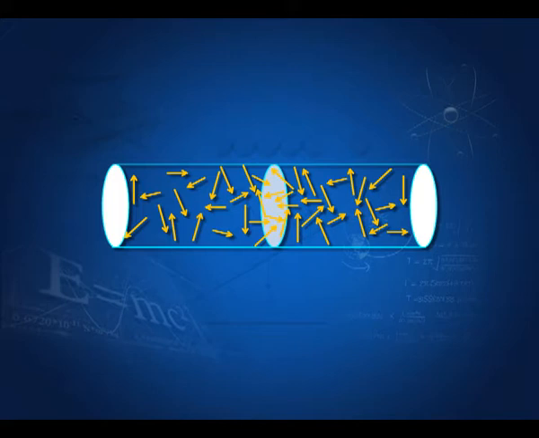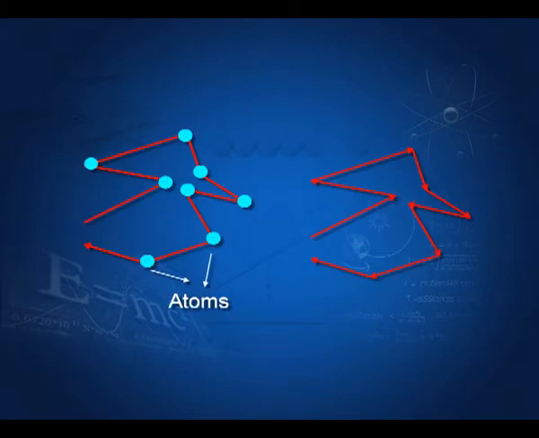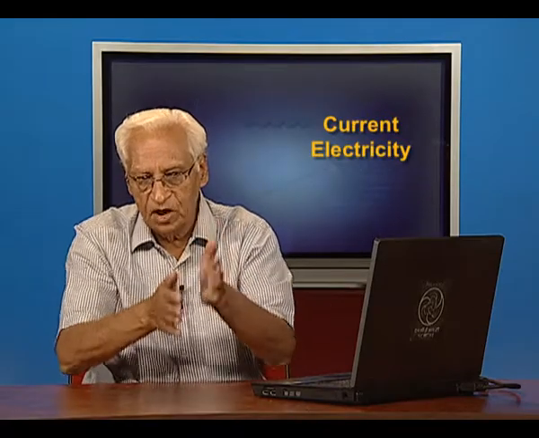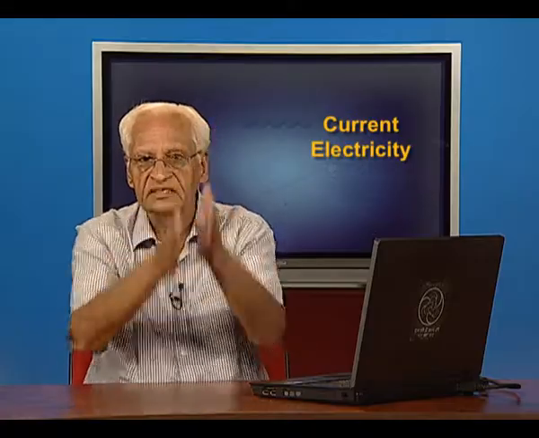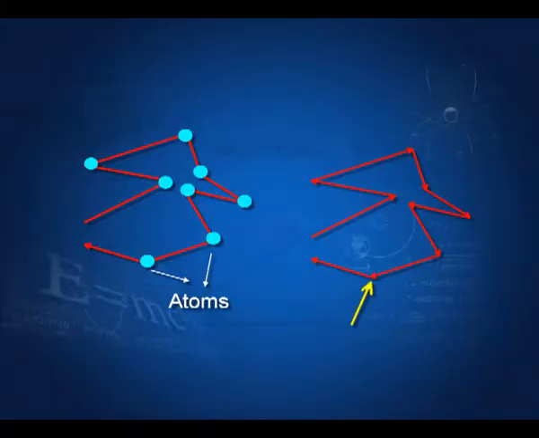Here we have one electron. This electron collides with this atom, changes direction, collides with this atom, changes direction, and so on. Ultimately, it comes here, and there is no net displacement of electrons. The electron keeps colliding, and on an average, it remains at the same place. Here, I have removed the atoms, and I have shown you the kicks that each electron gets as it collides with an atom. So, you can see this is a random motion, and there is no possibility of any displacement.